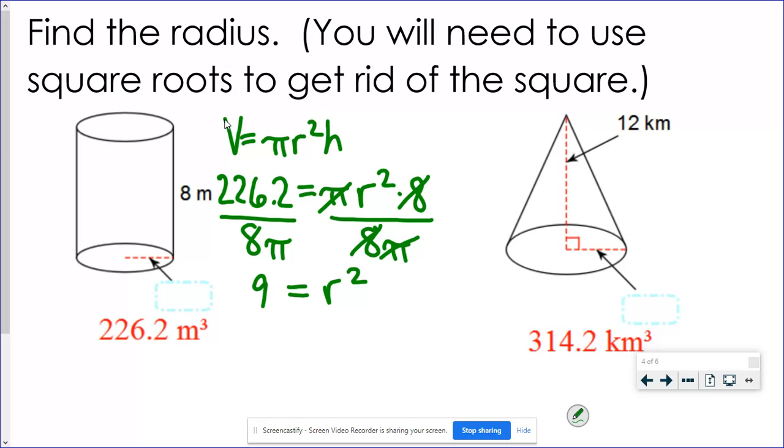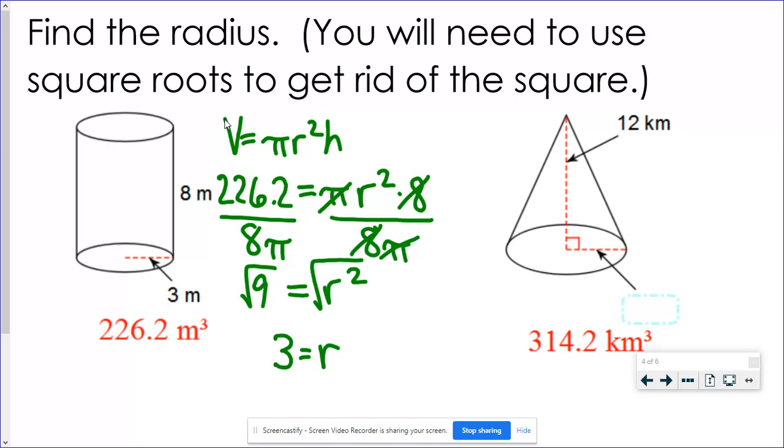Here's how we show the work. To get rid of a square, I use something called a square root. Because we aren't doing the chapters in order this year, we would have normally seen square roots before. But again, I think that you probably can undo a square in your head, or there is a square root button on your calculator that we can use. And my radius is going to be 3. And the label on this will be meters.